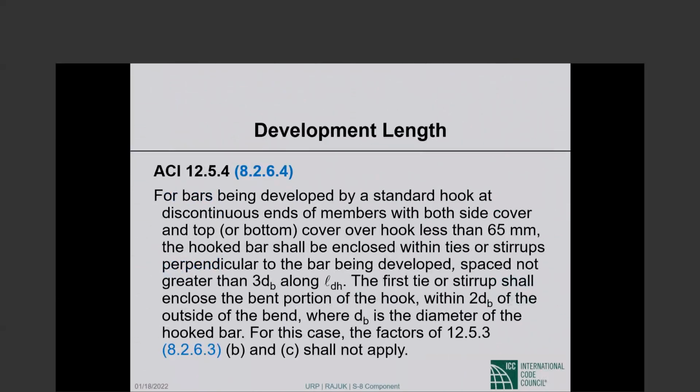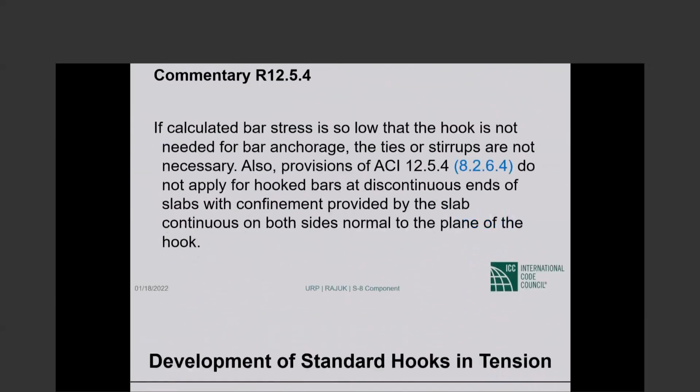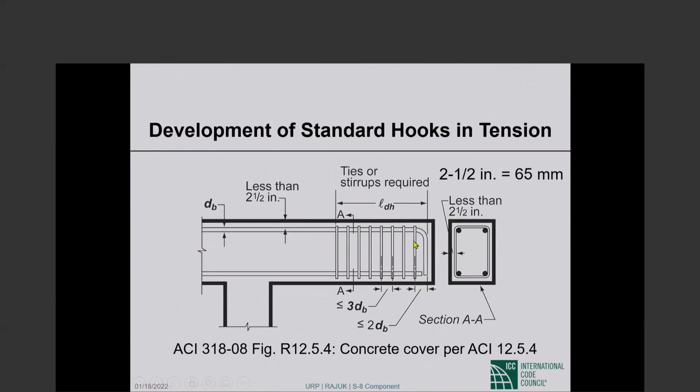So for bars being developed by a standard hook at discontinuous end of members with both side cover and top cover over hook less than 65 millimeters, the hooked bar shall be enclosed within ties or stirrups perpendicular to the bar being developed, spaced not greater than 3 bar diameters along the hooked bar development length. The first tie or stirrup shall enclose the bent portion. Anyway, it describes in detail. So if you have the end of the beam, and you are developing the hooked bar, then you need this kind of transverse reinforcement.